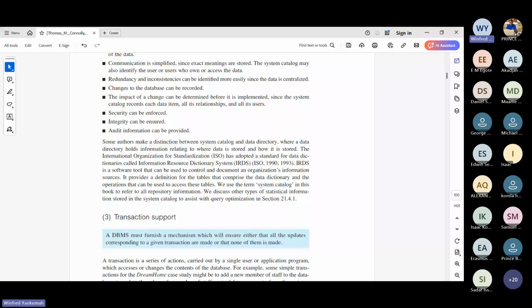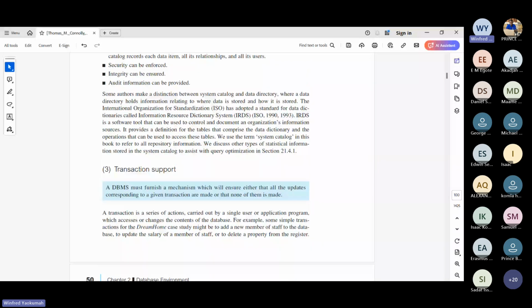A relational database management system should also be able to provide us with transaction support, which is the mechanism that ensures either that all updates corresponding to a given transaction are made, or that none of them is made. People develop systems and they don't make use of transaction management techniques. If you write a computer program and you don't know how to handle these things, you may have single-sided transactions posted, and it can create a lot of problems. Seriously, a lot of problems.